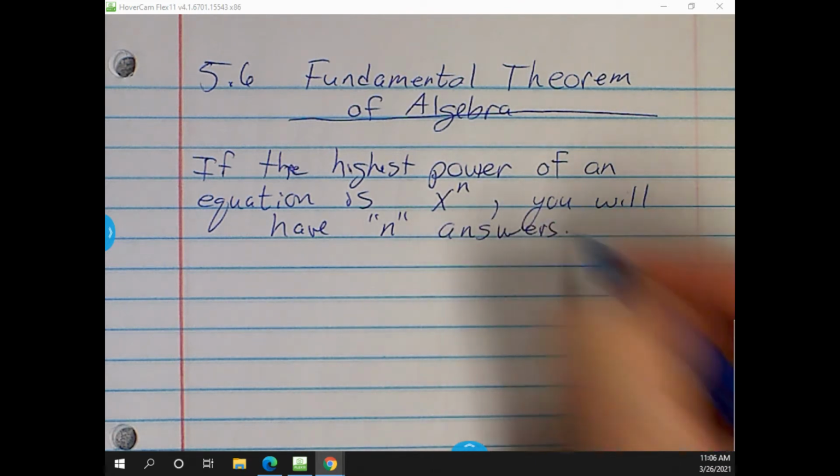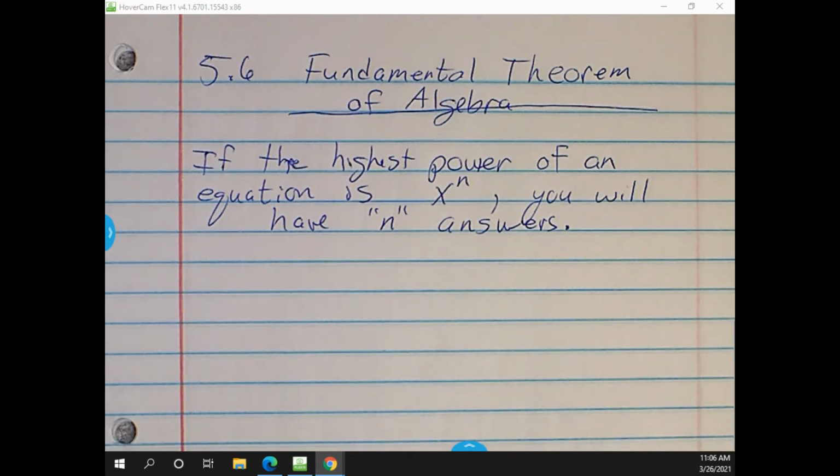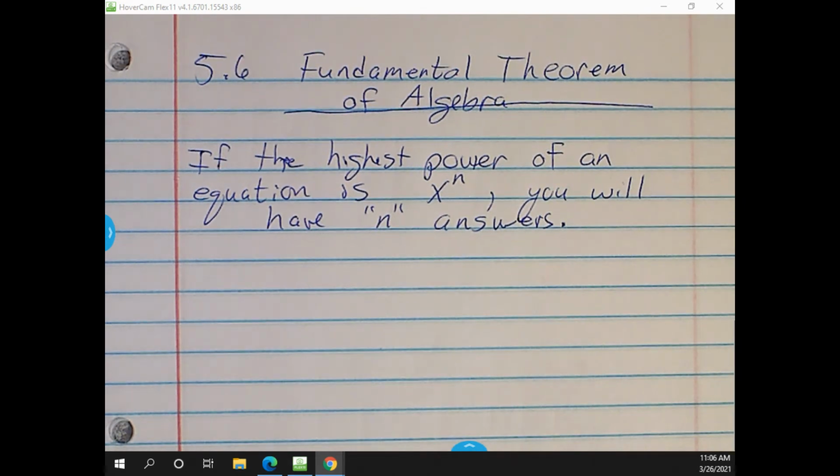And you may be saying, well, we've talked about that a bunch already, because we've talked about it for at least 2 or 3 weeks, probably even longer than that. It is, but this is the first time they officially talk about it, and that's what the fundamental theorem of algebra says: if you have x to the 5th as your highest power, then you've got to have 5 answers. We've done it with quadratics and everything else.